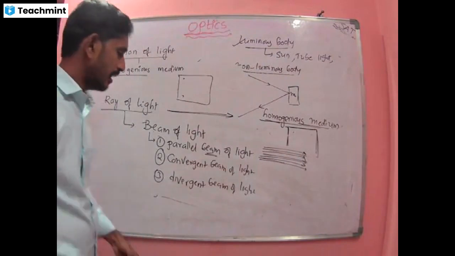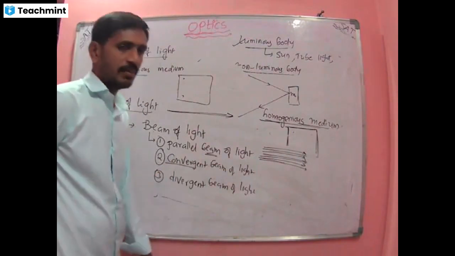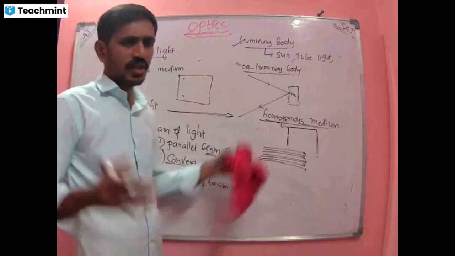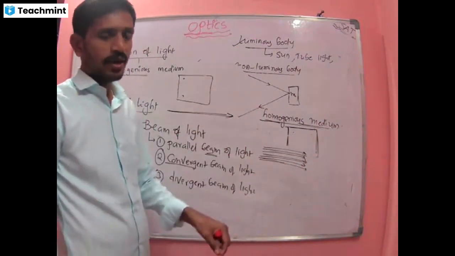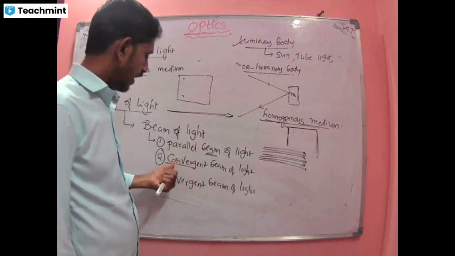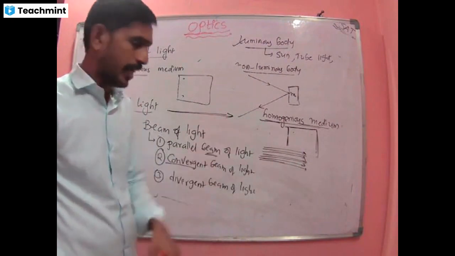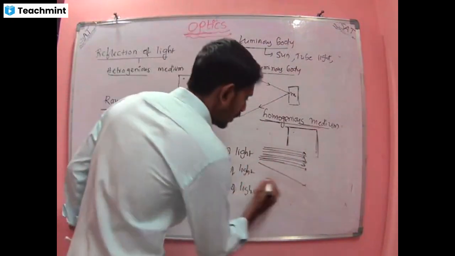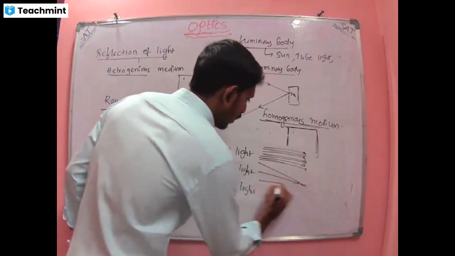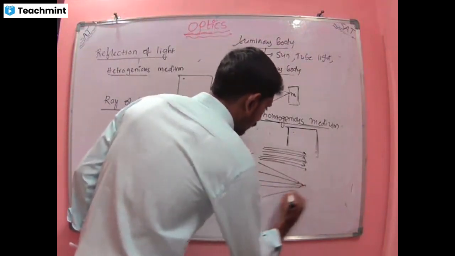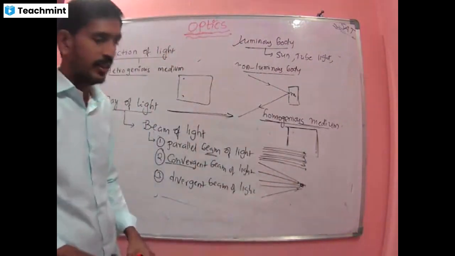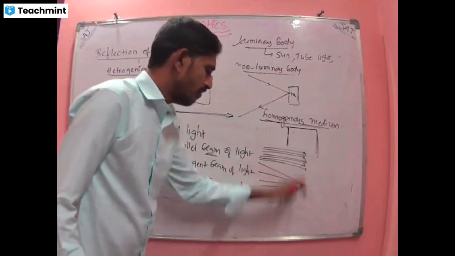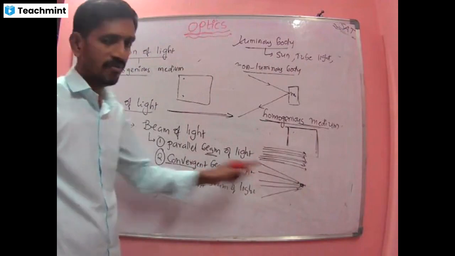Next, convergent. Convergent means all the rays are meeting at a point. That means the ending point of all the rays should be the same. For example, this is my first ray, second ray, third ray and fourth ray, and all are meeting at one point. They are convergent. That beam of rays is called a convergent beam of light.